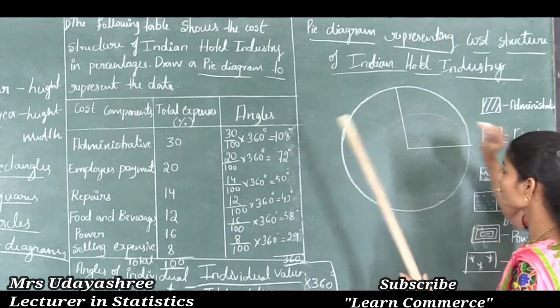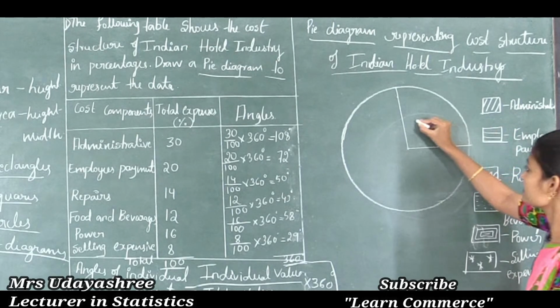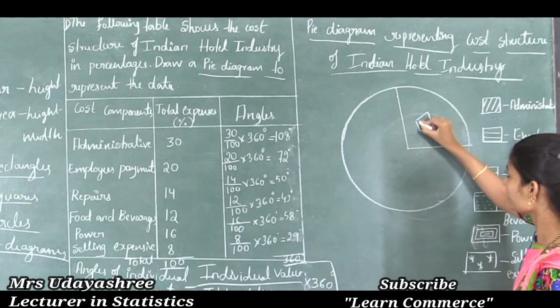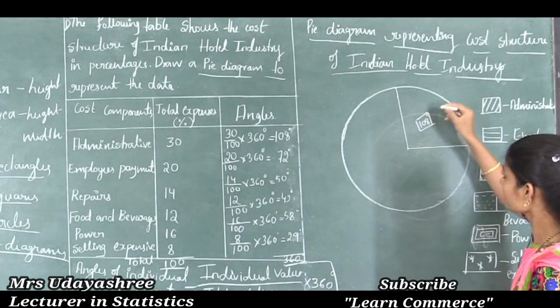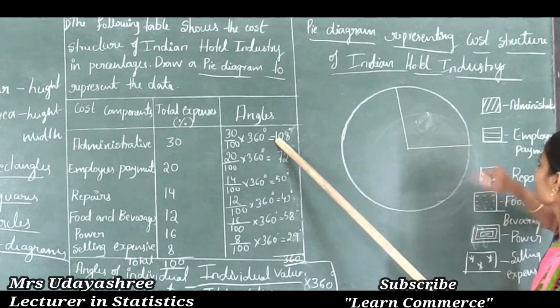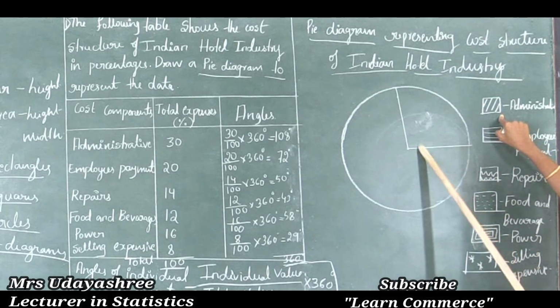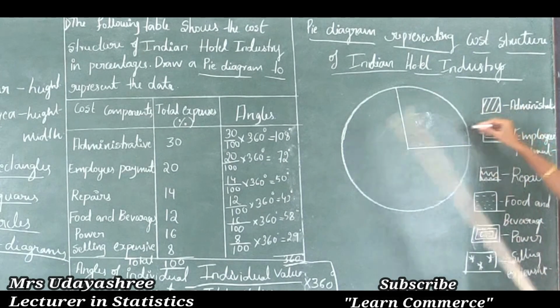This angle is 108 degrees. So for that I will do the shading. See, this angle is 108 degrees. Okay, for this the index is like this. So in the place of this administrative angle I will do this shading.